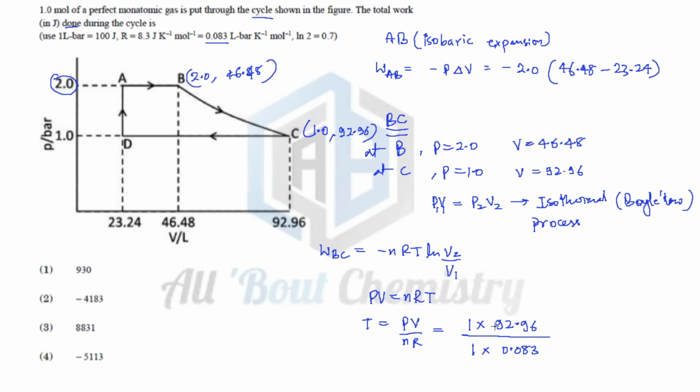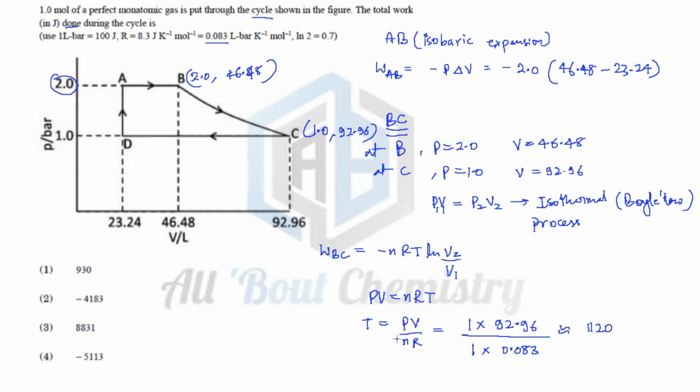When you solve this whole value, you just have to multiply and solve, and convert ln into logarithmic. Here you will get the temperature value. Multiplying it and solving, you are going to get a value of around 1120. So this is going to be the value of temperature during this particular process.